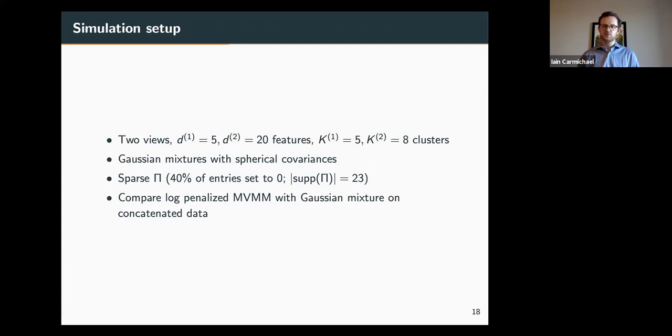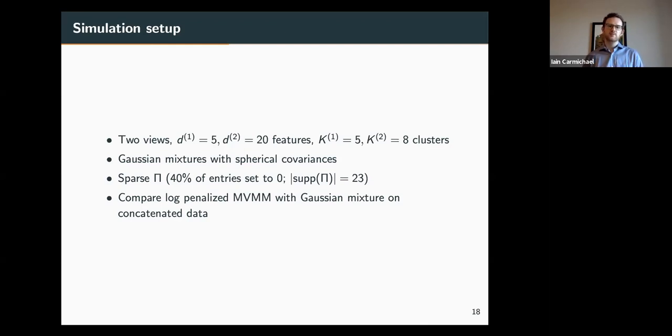This work is still in progress, but I'll show just a quick simulation to show that it is working. In this simulation, we're going to have two data views, a 5-dimensional, and actually that should say a 10-dimensional view. In the first data view, there's going to be 5 clusters. In the second view, there's going to be 8 clusters. Each view is going to follow a Gaussian mixture model with a spherical covariance parameter, and some sigma controlling how hard the problem is. And we're going to assume that pi is sparse, so about 40% of the entries are set to 0.